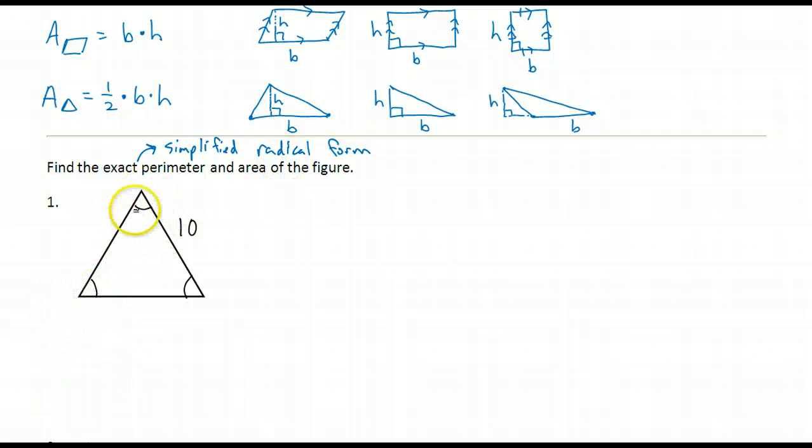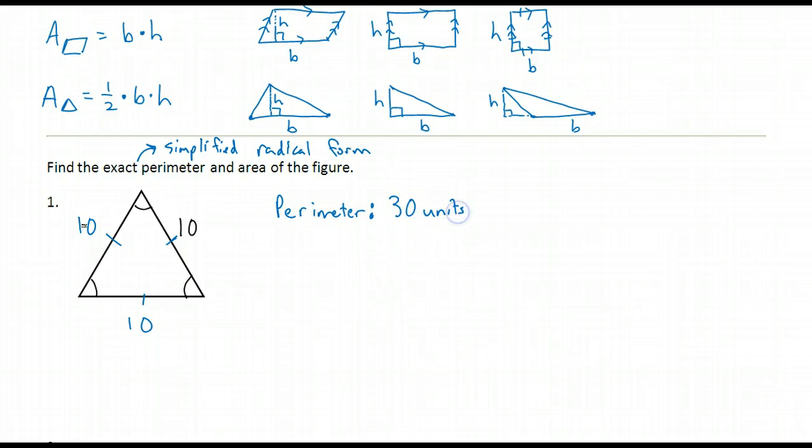We have an equiangular triangle. And in an equiangular triangle, all the sides will also be the same. So if this side is 10, this side has to be 10, and this side has to be 10. So the perimeter for this shape is just 30 units. It's 10 plus 10 plus 10.